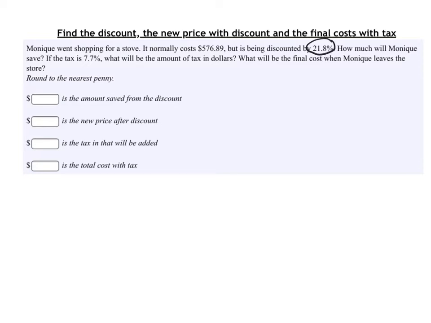Now you have to remember that to use that, it either needs to be a fraction or a decimal, and the decimal is the easy way to go. 21.8% is 21.8 divided by 100. Remember, percent means divided by 100. And you can punch that in the calculator, but all you're going to do is move the decimal 2 places. It ends up being 0.218.